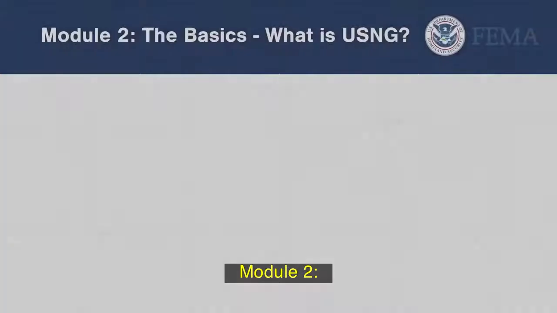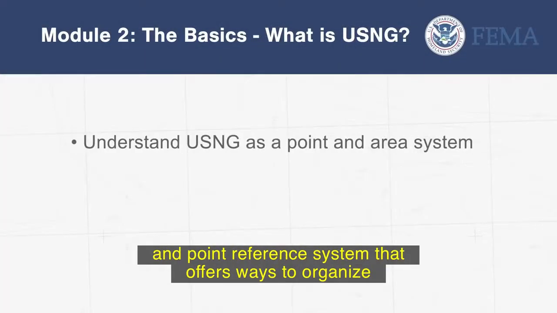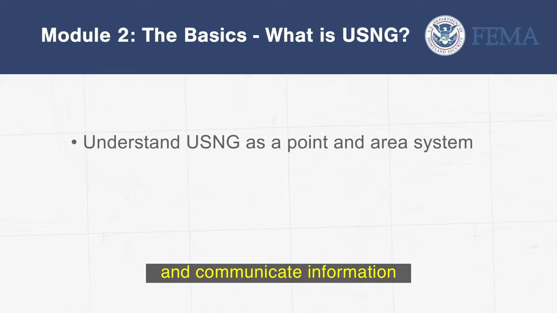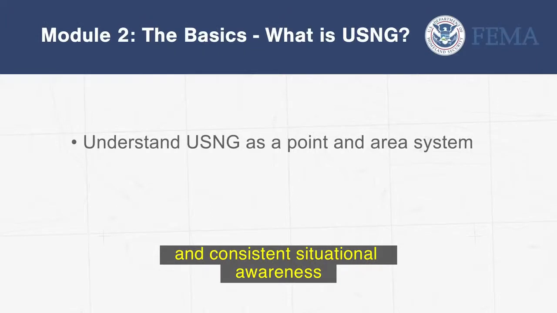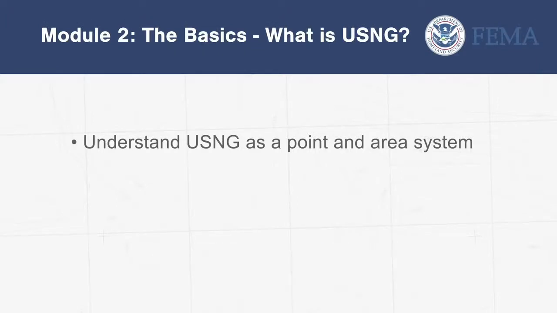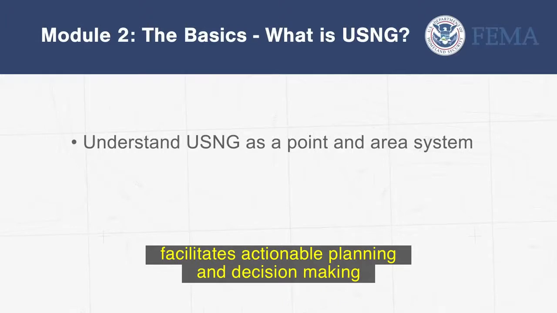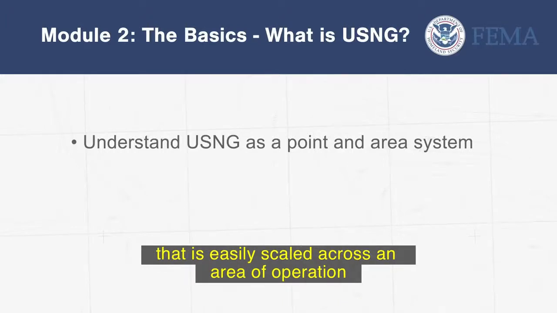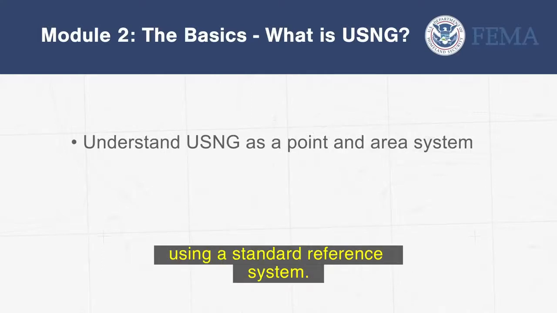Module 2. The U.S. National Grid is both an area and point reference system that offers ways to organize and communicate information that supports establishing a common operational picture and consistent situational awareness from strategic to tactical levels. Using a grid reference system as flexible as the USNG facilitates actionable planning and decision-making that is easily scaled across an area of operation or multiple areas of operation using a standard reference system.